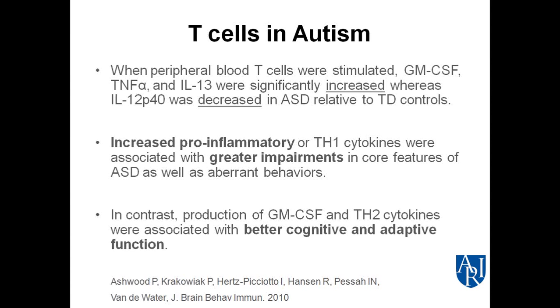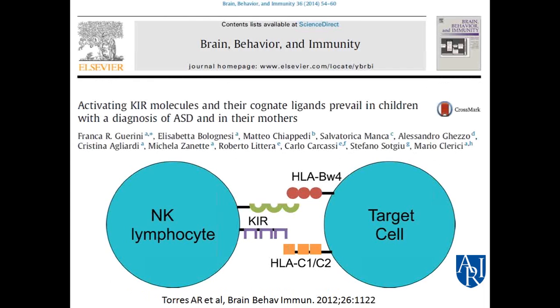So this and other clues seem to indicate that there is an association between immune dysfunction and clinical attributes in autism. And this has not been studied nearly as much as we hope it will be in the future. Here is a very interesting recent finding by two groups, Torres et al. and by Guarini's group, looking at natural killer lymphocytes.